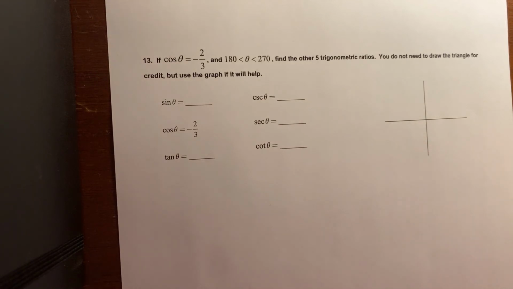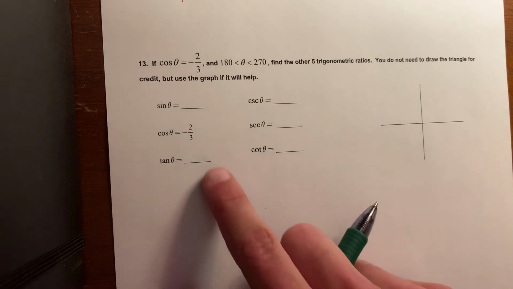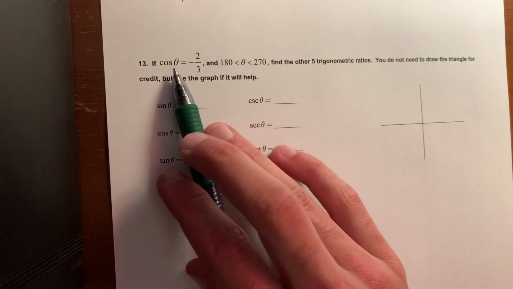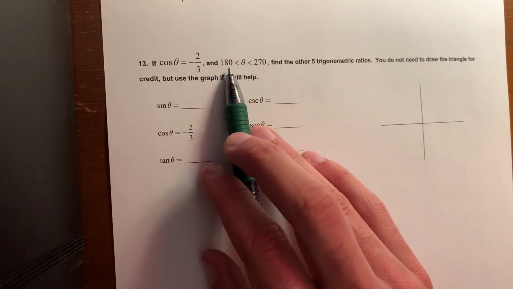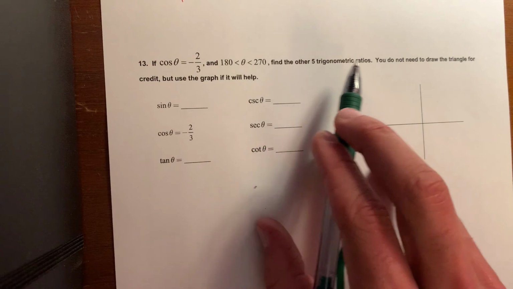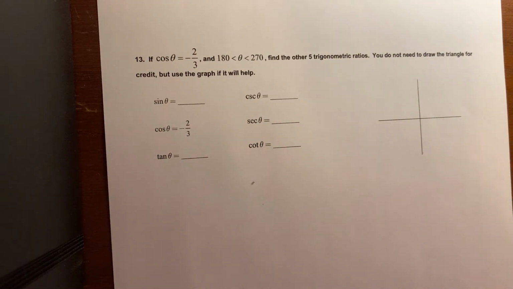All right, last one. So if cosine of theta is -2/3, it's giving me one of my trig functions. I have to find the other 5. So if cosine is this and theta angle is between 180 and 270, find the other 5 trig ratios. You don't need to draw the triangle, but the graph is there for you if you need it.